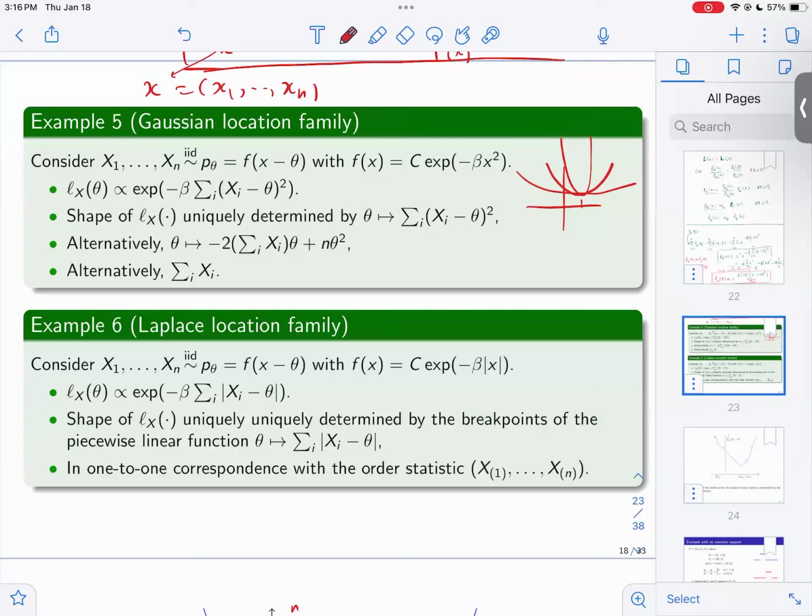So if you contemplate these two examples and understand what is going on, it gives you a lot of intuition about what minimal sufficiency means. Okay, any questions?